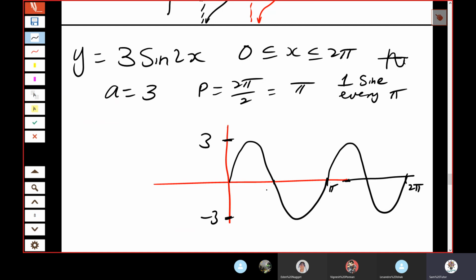And if you had to, this one is pi on 2 because it's half of this. And you guys get the idea. Any questions?